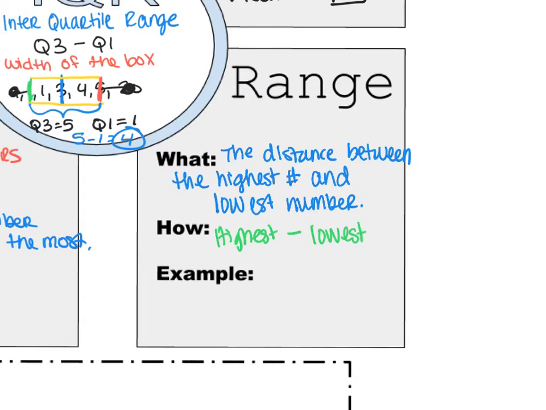So in our example, let's write our numbers back out. We have 1, 1, 1, 3, 4, 5, 20. And we want to take the range. So we want our highest number, which is 20, and we're going to subtract our lowest number, which is 1. So we have 20 minus 1 equals 19. So 19 is our range.